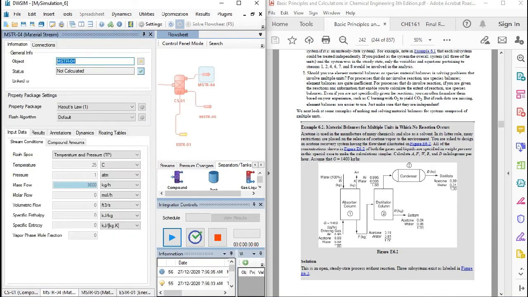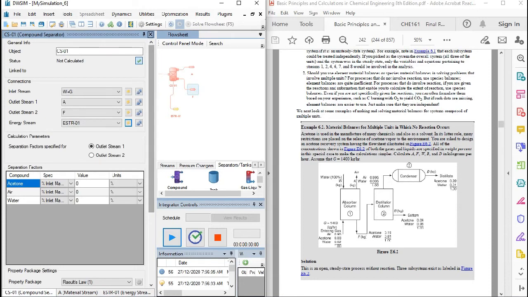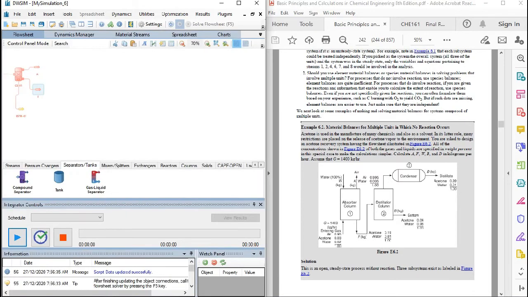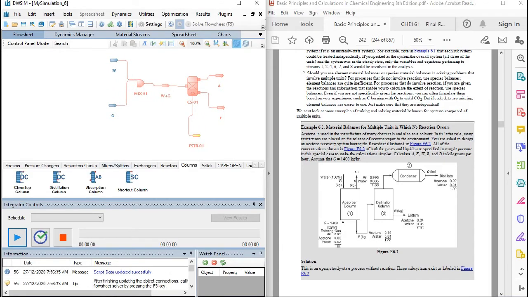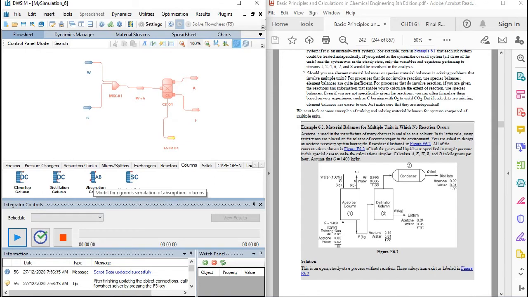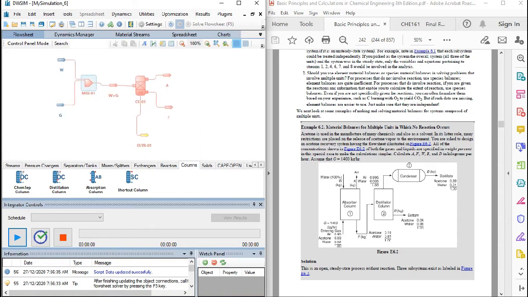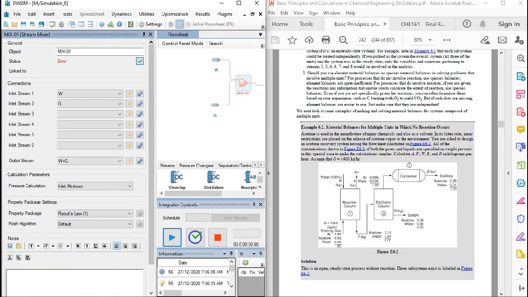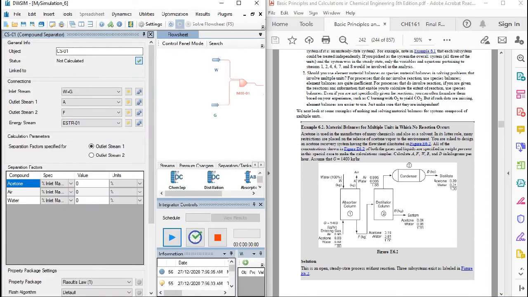Now, we have two output streams, which are the A and the F. These two unit operations represent our absorber column in a simple way. Using an absorption column here is not applicable because the required details are not given in the problem, and we have very little information. That is why we will be using a mixer plus a compound separator to represent our absorber column.